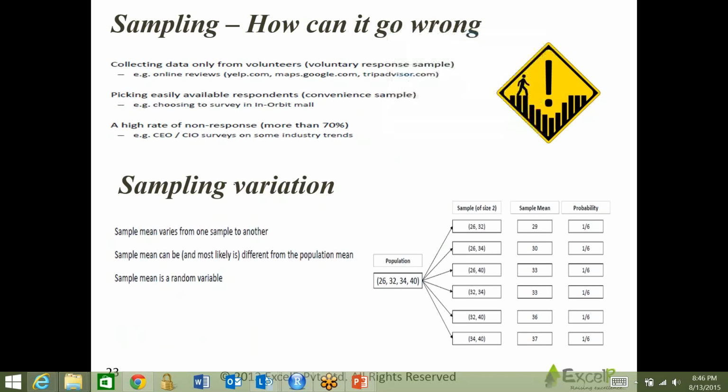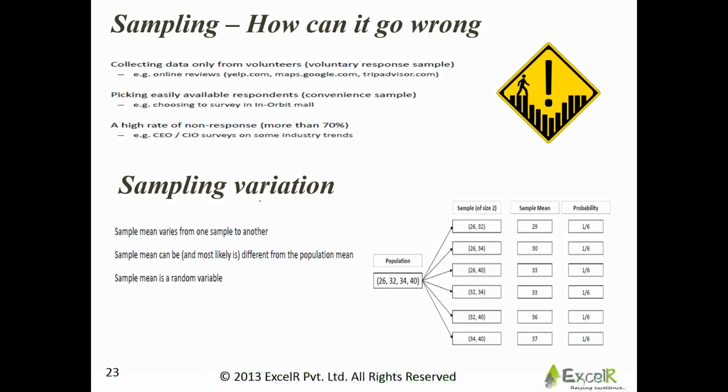So let's proceed further. Sampling variation. Mean or the average of the sample might vary from one sample to another. Say this is your population, a simple exercise here. And you are picking up 6 samples. Sample number 1, sample 2, sample 3, sample 4, sample 5, and sample 6. And what is the size of the sample here? The size is 2. If I take the average of this sample, it would be 29. If I take the sample mean for this sample, I'm going to get 30. If I take the mean of this sample, I'm going to get 33, so on and so forth.